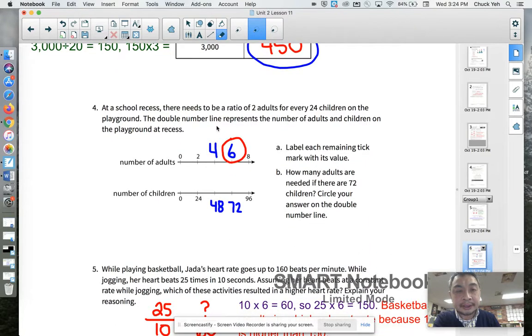Number 4. So 2 to 24 ratio. So the next one would be 4 to 48. The next one would be 6 and 72. And the last one is done for you, 8 and 96. So on the top it's going by 2s, and here it's going by 24. And then how many adults are needed if there's 72 children? So there's 6. Circle your answer.